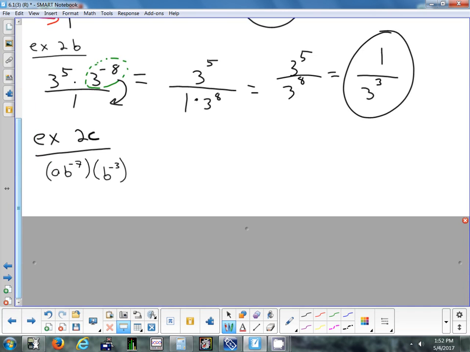So, three terms here, right? 3 factors. A, b to the negative 7th, b to the negative 3rd. Is there anything here that is okay? We can leave it. The A. It doesn't have an exponent, but what is it invisible? It's a to the first. So the a is fine. That's an a. So everything else has to move. This and this both go down to the bottom.